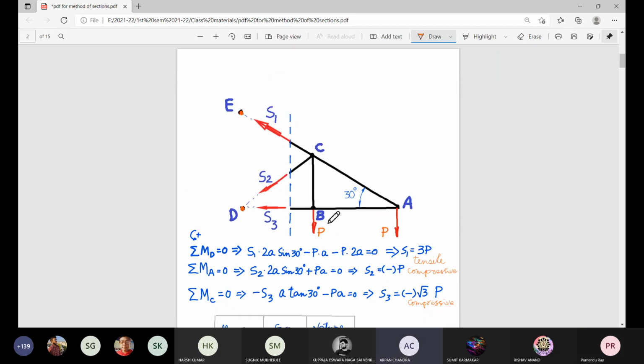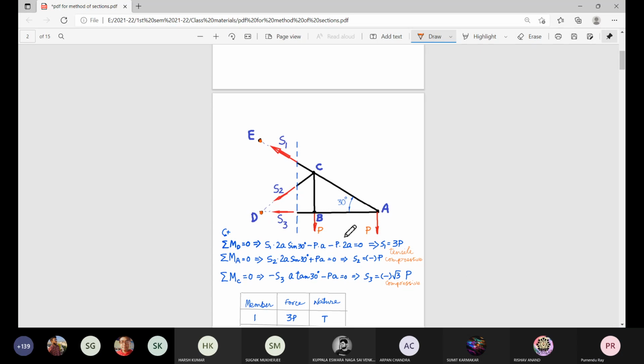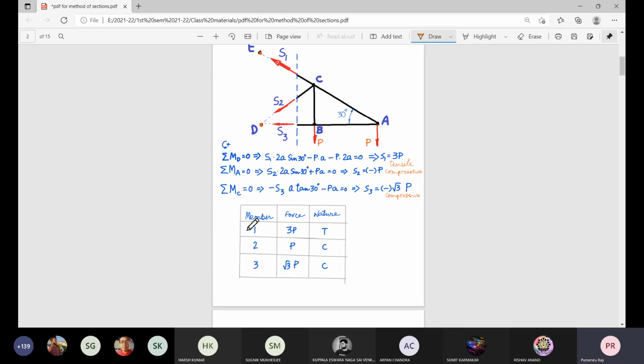So we have another class. Just a quick recapitulation: sigma MD equal to 0, you get this, just take a screenshot. Sigma MA equal to 0 will give you S2. Sigma MC equal to 0 will give you S3. And after solution, you do it this way. You make a table: member, force and nature. Members 1, 2, 3. Forces are 3P, P and root 3P. Their natures are tensile, compressive, compressive. So please try many problems from any book.